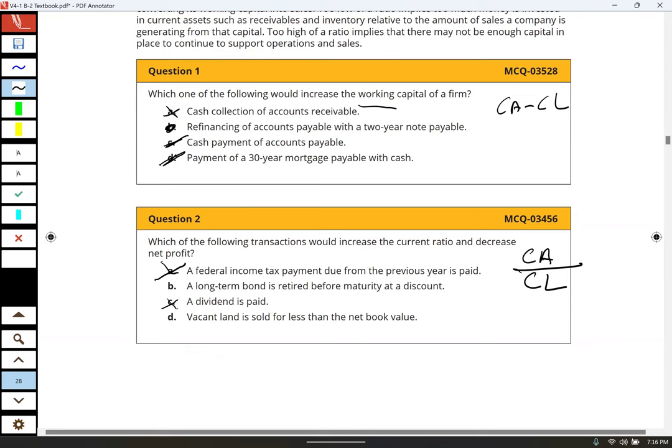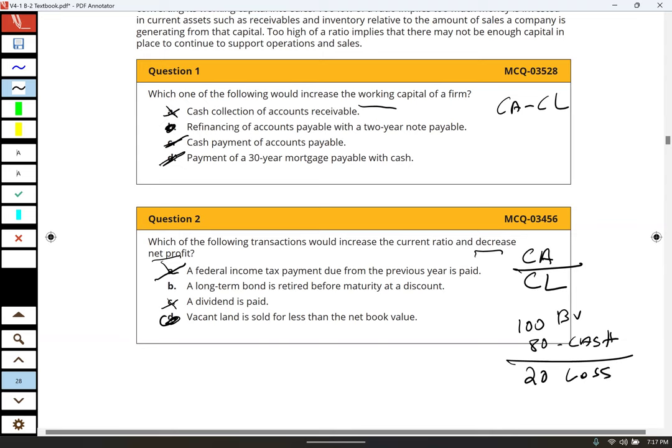So, okay, let's look at D. Vacant land is sold for less than its book value. So if the book value is 100 and I sell the thing for 80 cash, I'm going to have a loss of 20. That's going to decrease my net profit. And it's going to increase my current ratio because my current asset cash is going to go up, and there's no effect on any other current asset. Or, of course, there's no effect on current liability. So that is the correct answer.